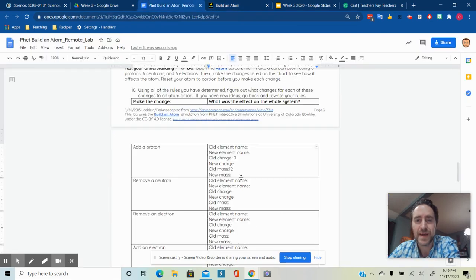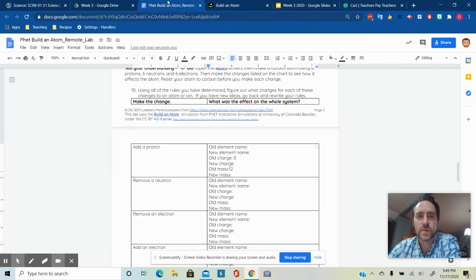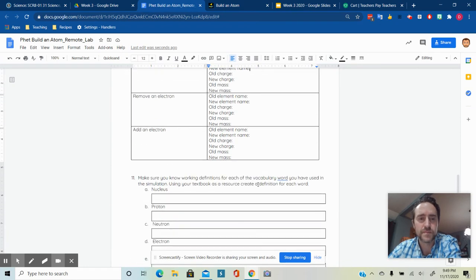All right. After you've done this, go ahead and reset or just take it away. So if I add a proton, then take it away, always start with 6 of everything. You can tell that by looking at this yellow box in the upper left. 6 protons, 6 neutrons, 6 electrons. That's where you should start every time.